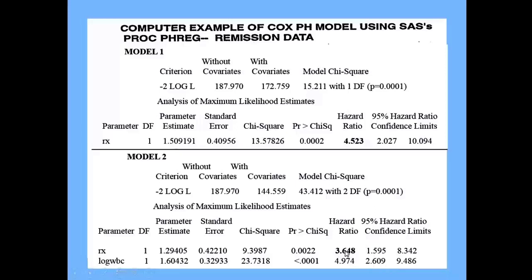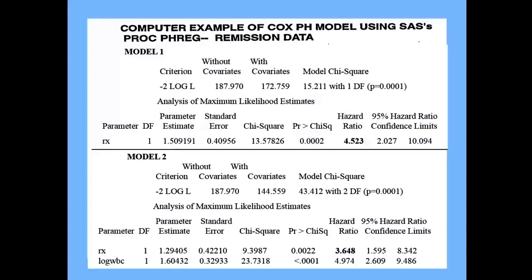Now, let me just ask you this. If there's Model 2 and there's Model 1, which model do you want to use? Model 2 or Model 1? How do you decide that? Well, what do you want to answer? Do we need a control for log white blood cell count? Isn't that what we did when we were doing logistic regression? How do we decide that? Is log white blood cell count a confounder, right?